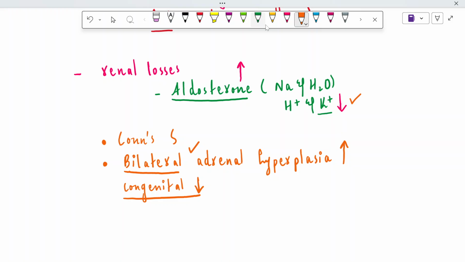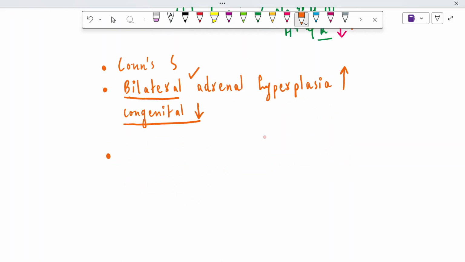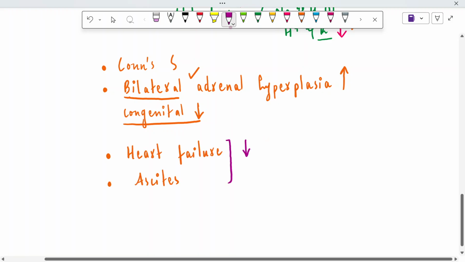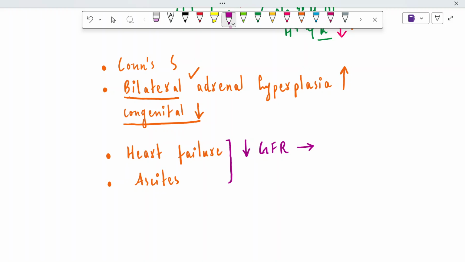The next thing is conditions like heart failure, it can be congestive heart failure, right? It can be massive ascites. But why are these conditions resulting in hyperaldosteronism? Because these conditions will result in low renal perfusion. Low renal perfusion means low GFR, and low GFR will trigger the renin, increasing the renin angiotensin aldosterone system, and this RAS will activate aldosterone to be released. These are secondary hyperaldosteronism conditions.